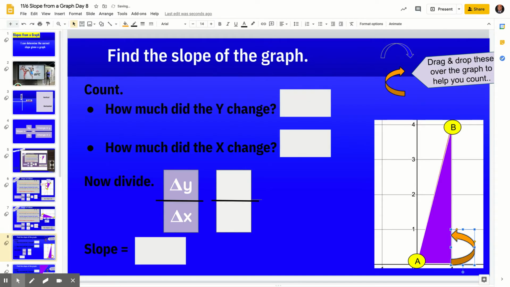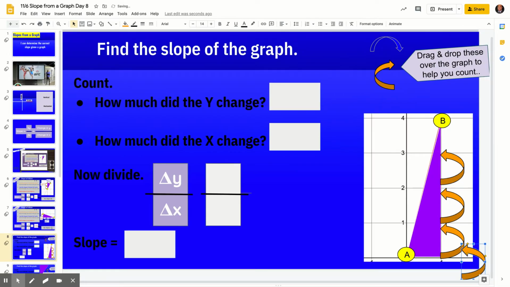So my first change in y is 1. I need to keep going up, 2. We have 3. And then we have 4. So our change in y here is 4. And our change in x is 1.